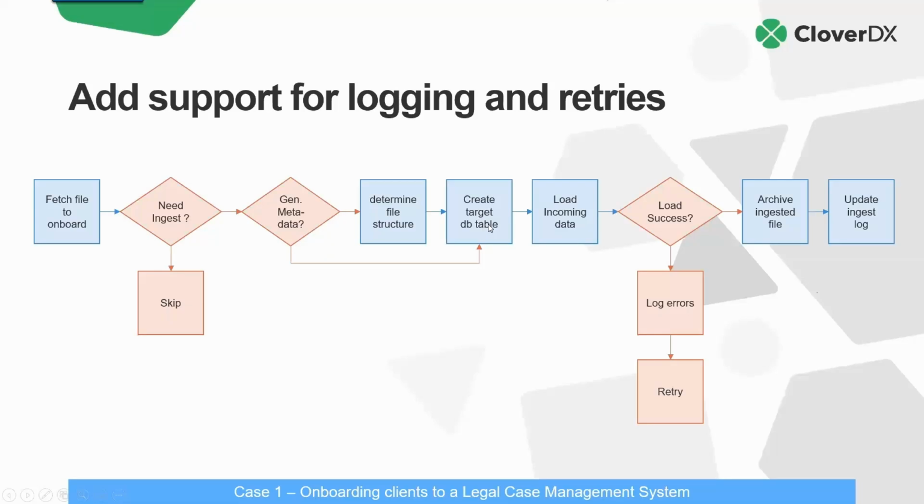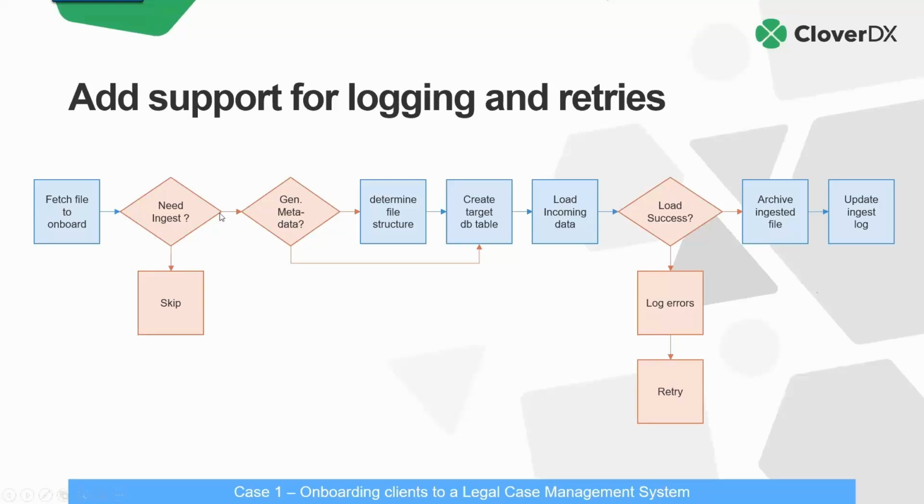We can jump straight into creating the target table, loading the data. We want to check for success. That's a new step. Log those errors so that we can retry and have that retry sort of inform the metadata. The errors that we log are going to suggest, well, we guessed wrong at the metadata. Let's try it again. We'll manually tweak the metadata, simply rerun the process again.